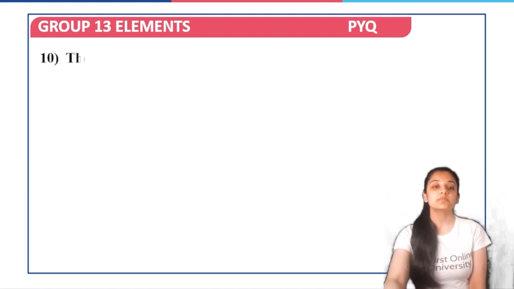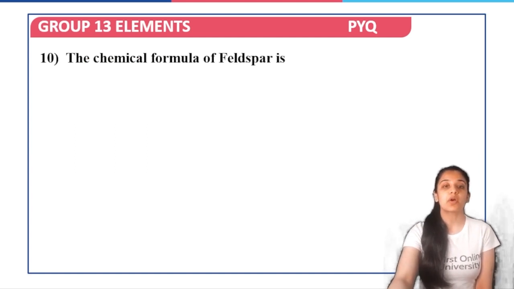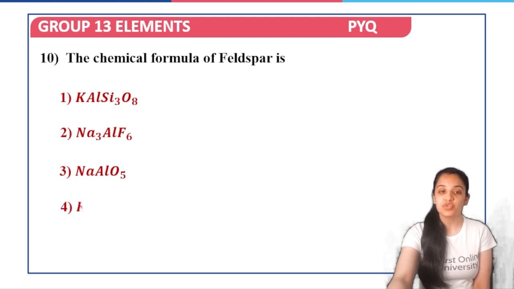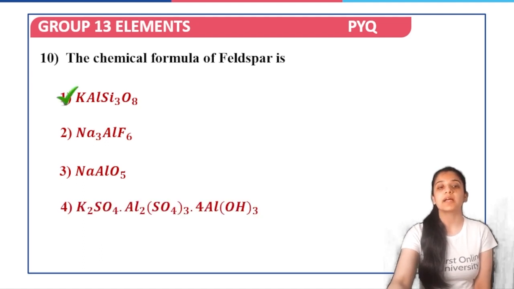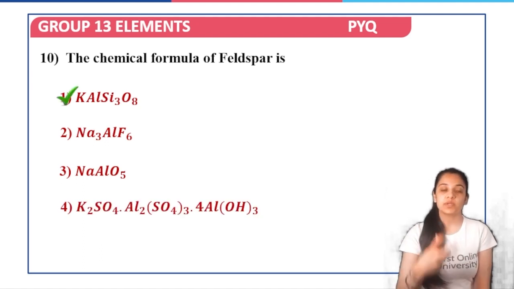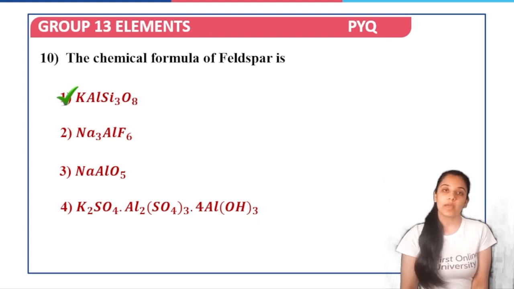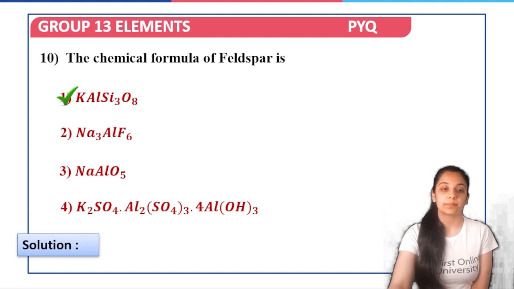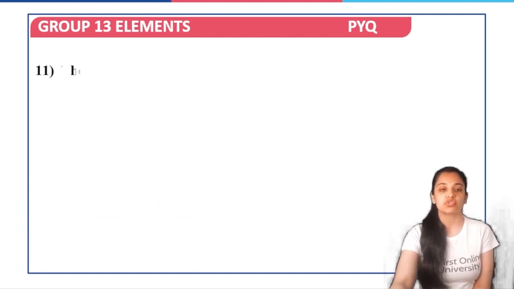Okay. Next question is the chemical formula for feldspar. We have already discussed this particular mineral, which has the formula KAlSi3O8, that is potassium aluminium silicate. Option 1 is the correct answer. This is again a memory based question. Okay, I don't think a solution is required.